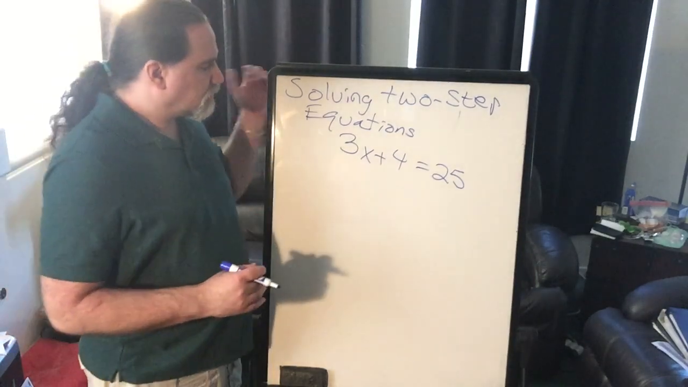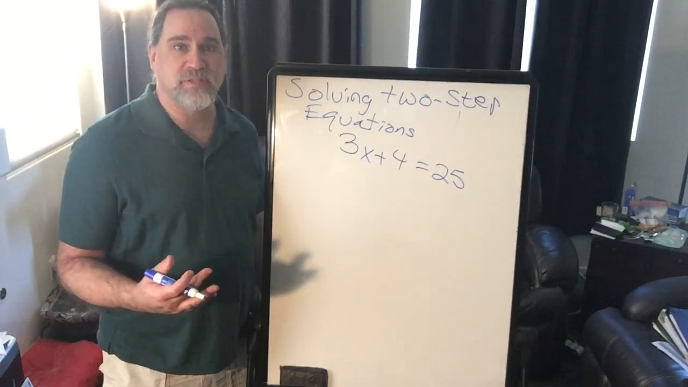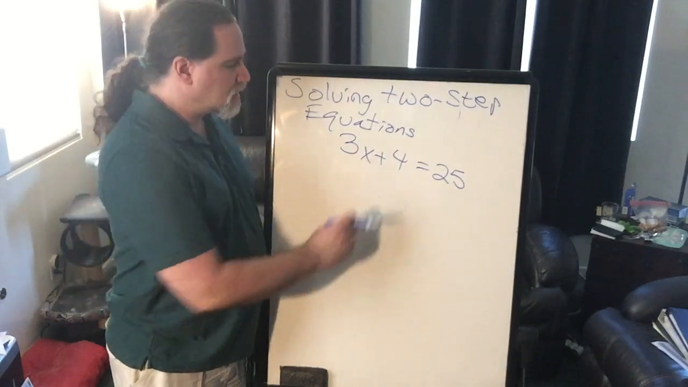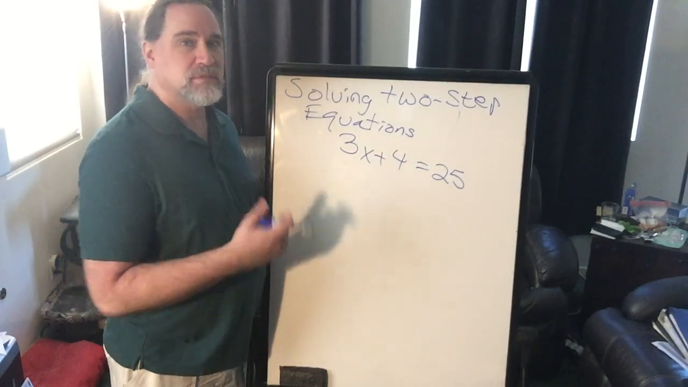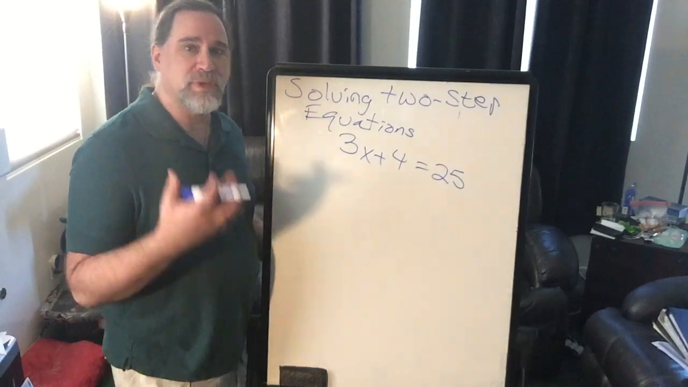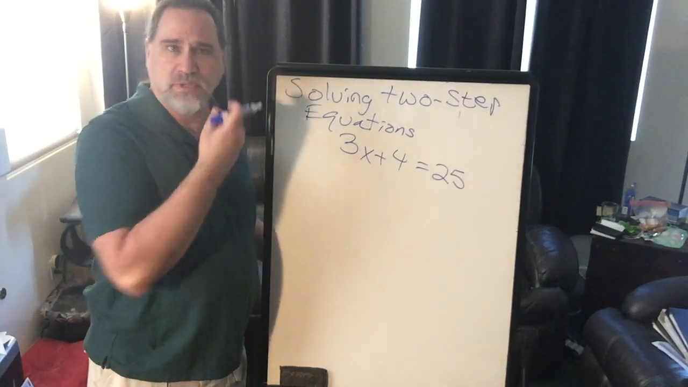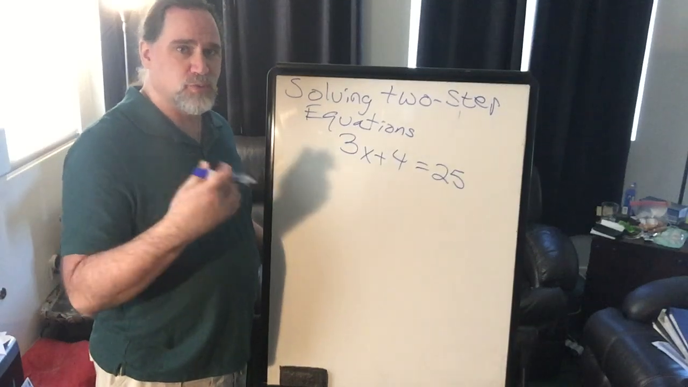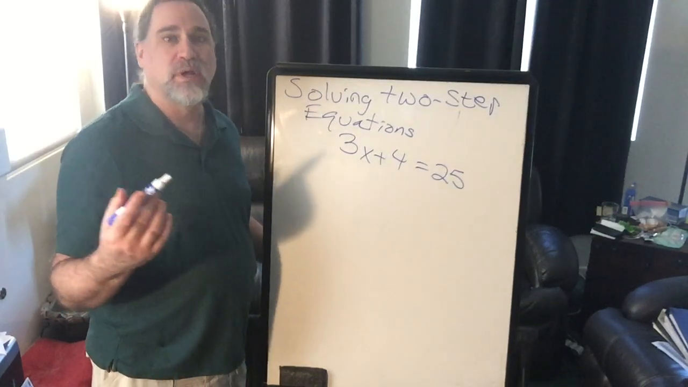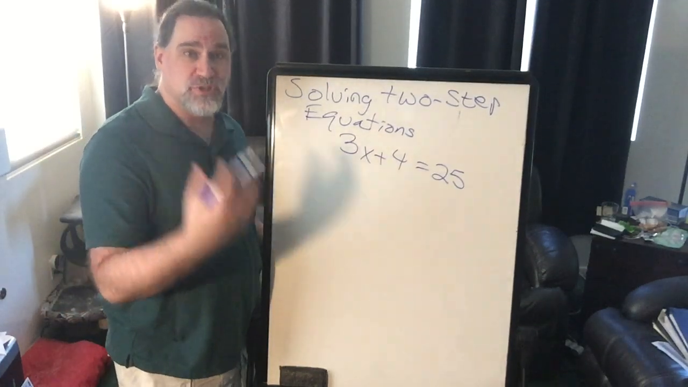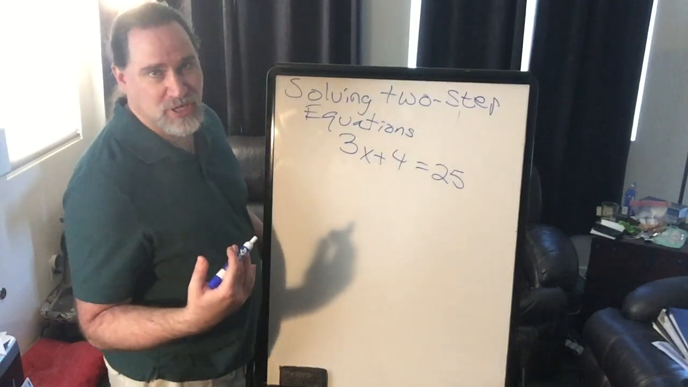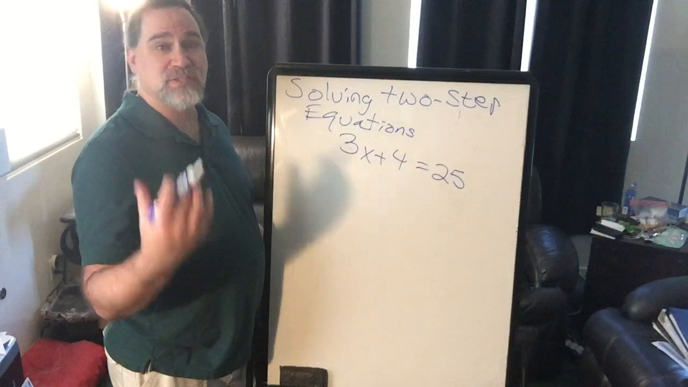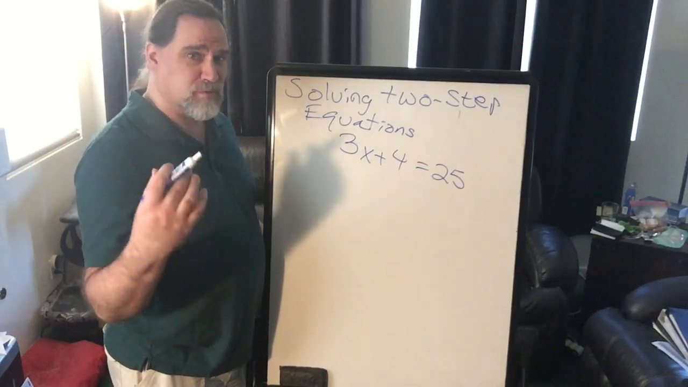Now, there are obviously 2 things happening in this problem. We have 3 times x, so we're multiplying here, plus 4, we're adding. So we have 2 operations here that we need to undo. Now the question that really comes up is, what order do we undo them in? If I ask you what order do we do things in, the order of operations, you should tell me we do parentheses and exponents, and then we multiply and divide, and then we add and subtract. But that's the order of operations.